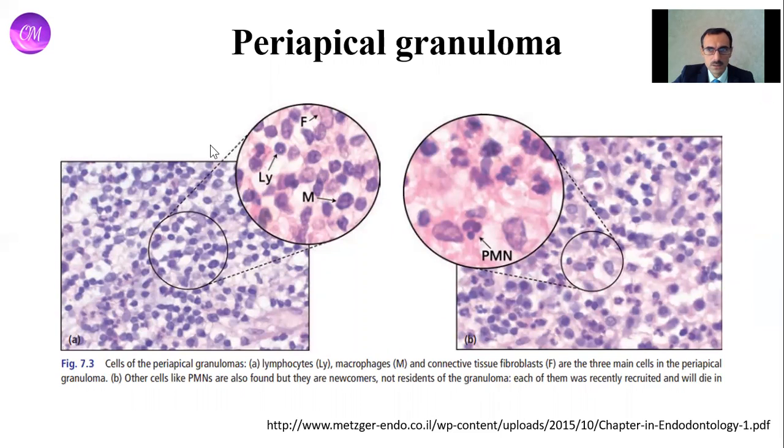Under high magnification, you can find the histological or cellular content of the periapical granuloma, such as lymphocytes, macrophages, and connective tissue elements, as well as the neutrophils we find inside the periapical granuloma.